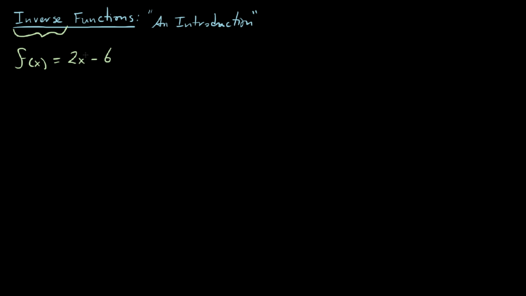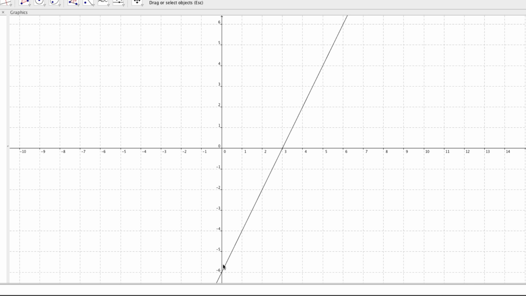f of x equals 2x minus 6, and because this is a really simple linear function, we're very familiar probably with how this behaves. It has a y-intercept of -6 and a slope of 2, and actually, you can see that I've graphed it over here. Here's our y-intercept of -6, and it goes up 2 over 1, and yeah, that's what it does, okay?